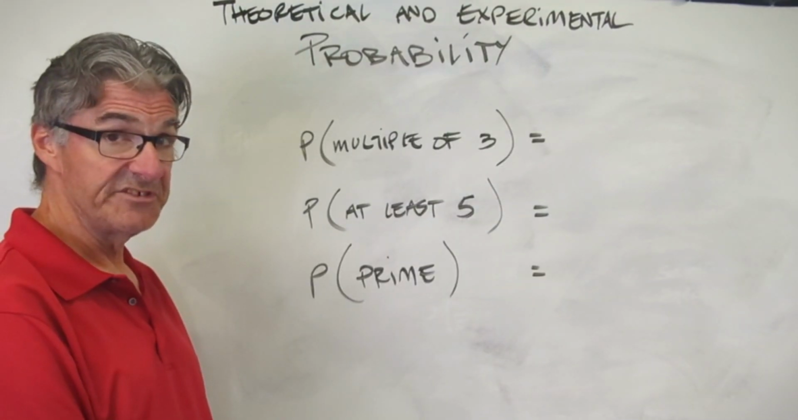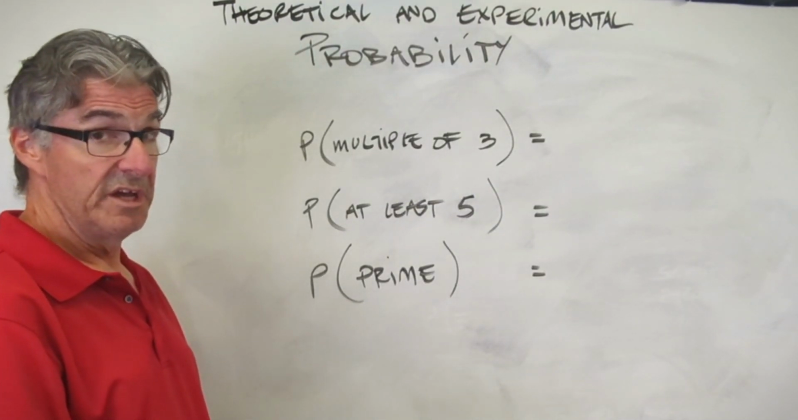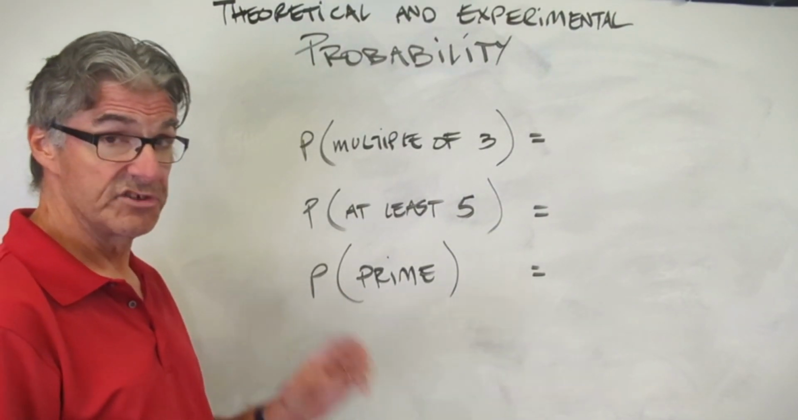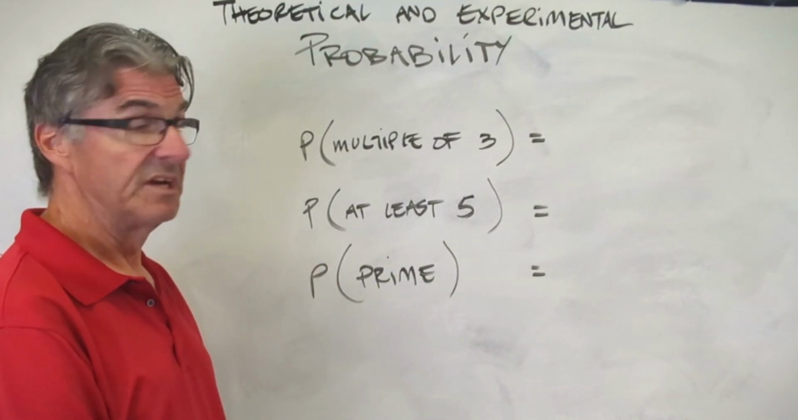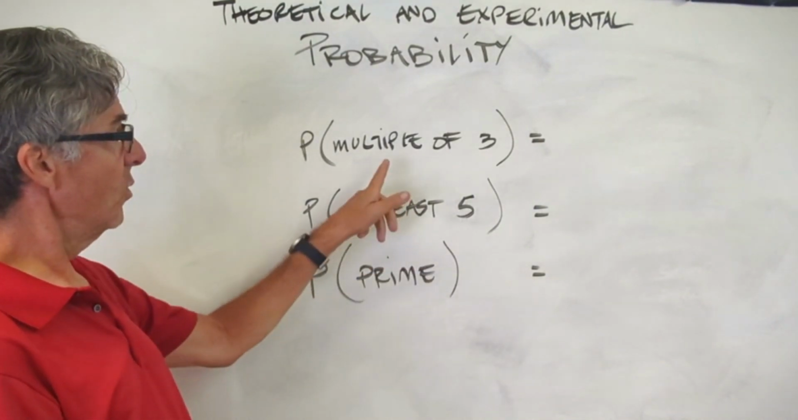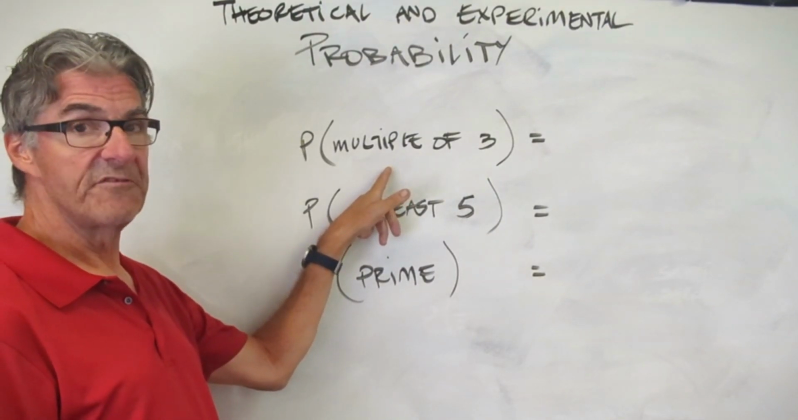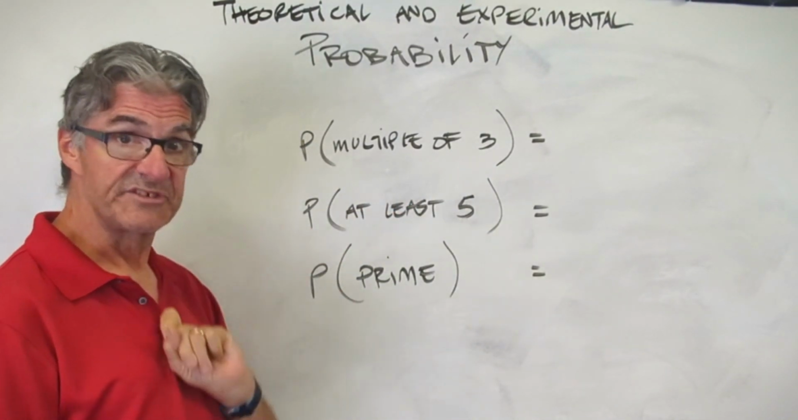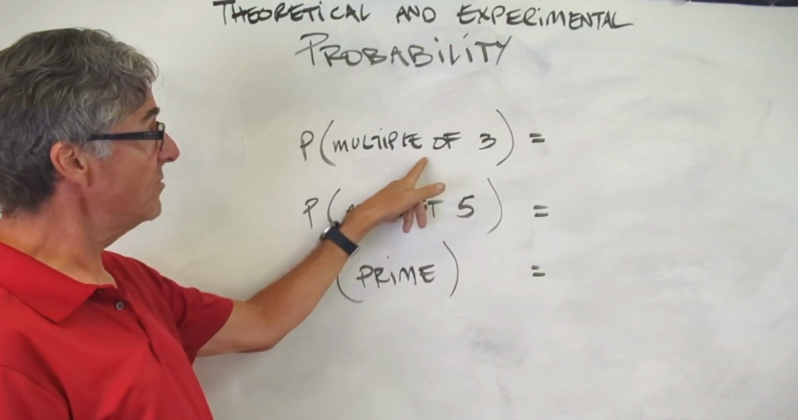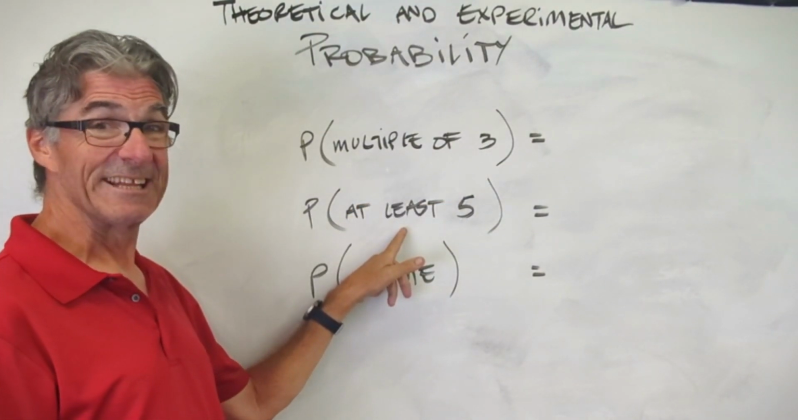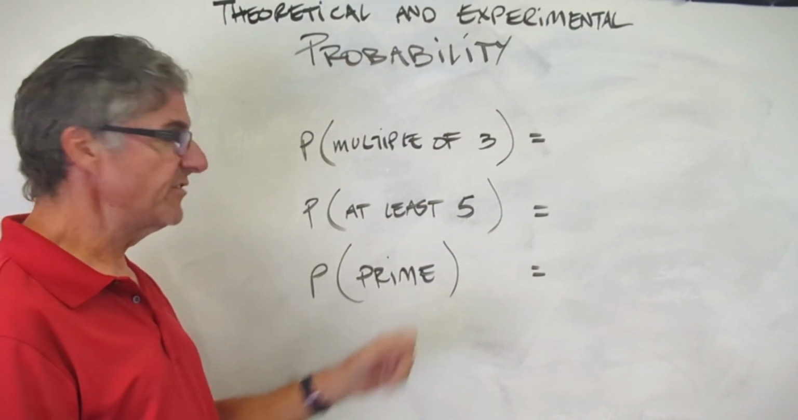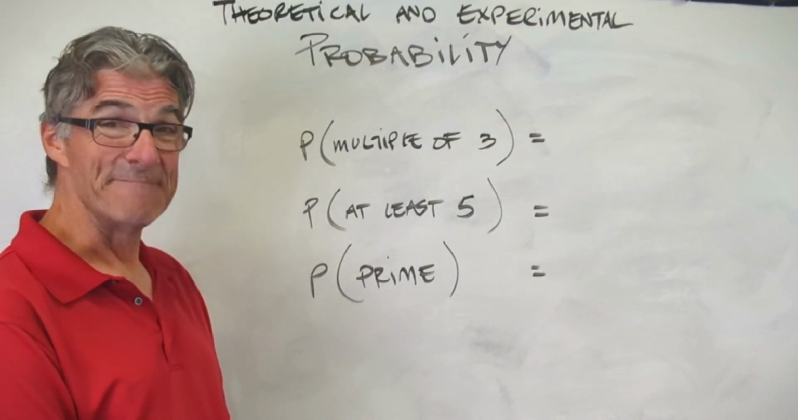3 more for you to test yourself on. What I want you to do is write down your equation first, your fraction, then do your math, convert it to a decimal and a percentage. So, the 3 to do. What's the probability of rolling a multiple of 3? Again, these are all for one 6-sided die. So figure out the probability of rolling a multiple of 3, figure out the probability of rolling at least 5, and then figure out the probability of rolling a prime number.